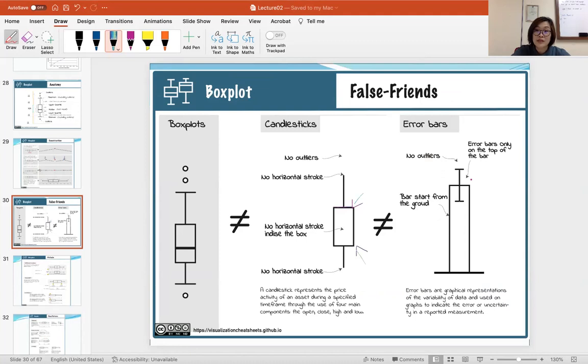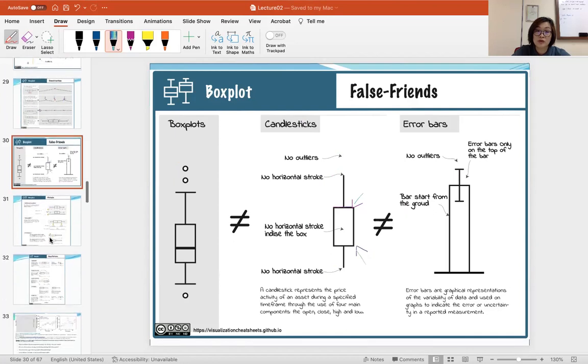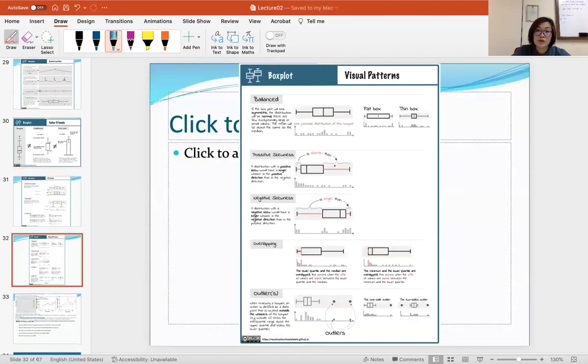Some of you might be confusing this with the error bar. It's actually different. It's not the same. The box plot and the candlestick chart are different. The candlestick doesn't have the horizontal stroke. They don't have the outliers, right? They are also not the same as the error bar chart. This represents the standard deviation. It's totally different compared to the box plot. Okay, so be aware of that part.